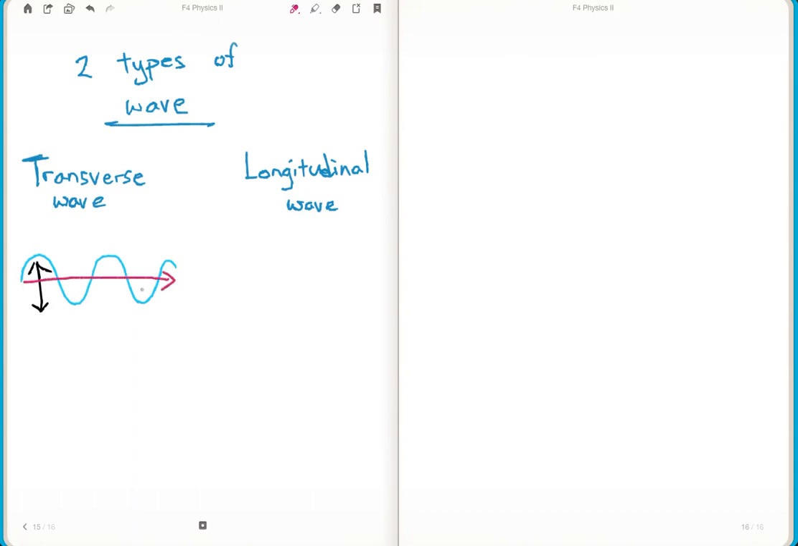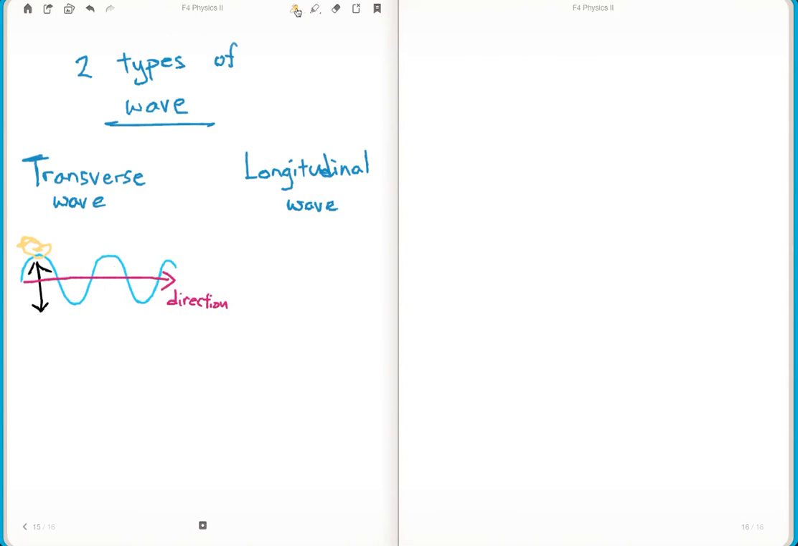This is the direction of travel. This is the movement of the molecule. Movement of molecule or movement of a duck. Let's say you have a duck, a matter perhaps, or mass. Okay, you have a duck, it just moves up and down, and the direction of the wave is from left to right. So those are called transverse waves.